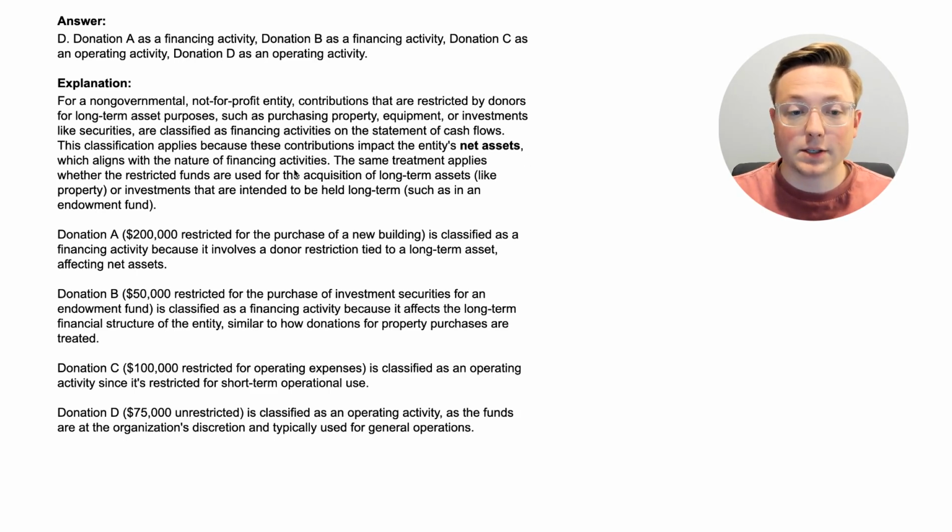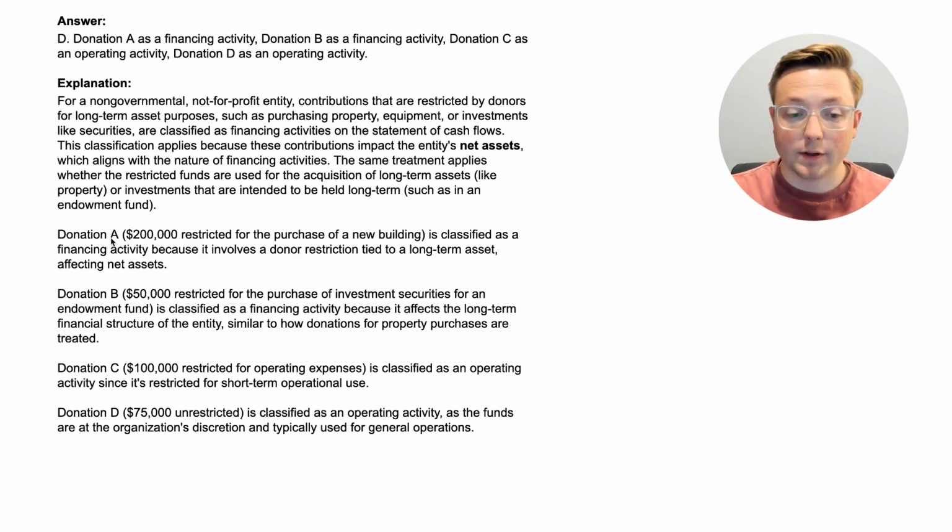The same treatment applies whether the restricted funds are used for the acquisition of long-term assets, like property, or investments that are intended to be held long-term, such as in an endowment fund. So even though these amounts are restricted for something you would consider an investing activity, like buying property or buying an investment, because it's affecting net assets with donor restriction, it's actually a financing activity.